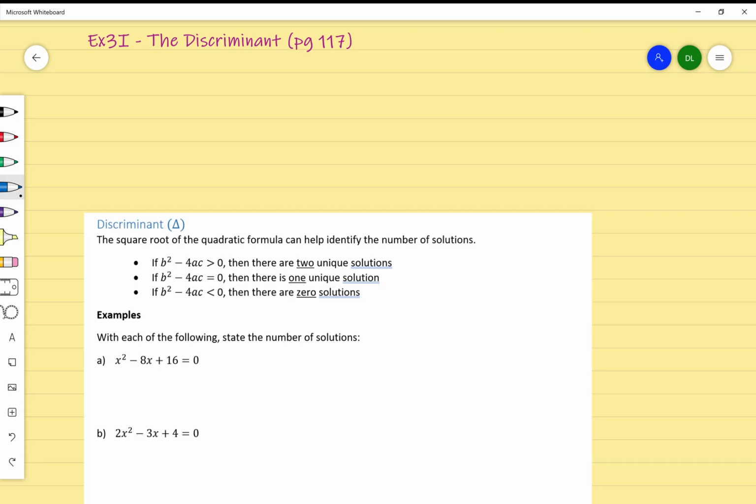This is exercise 3I on the discriminant, on page 117 of your textbook.